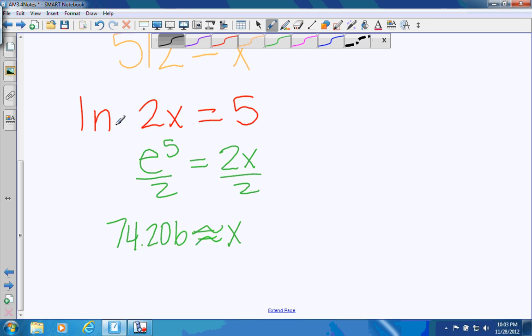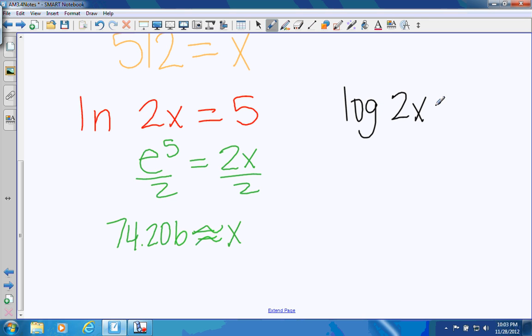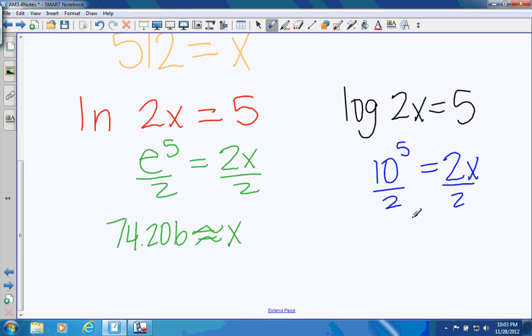And since you have a natural log problem like this, you could also have just plain old log 2x equals 5. In this case, our base now is 10, so 10 to the 5th equals 2x. Divide by 2, and x would equal 50,000.